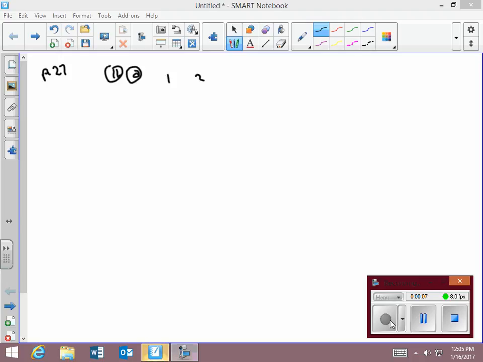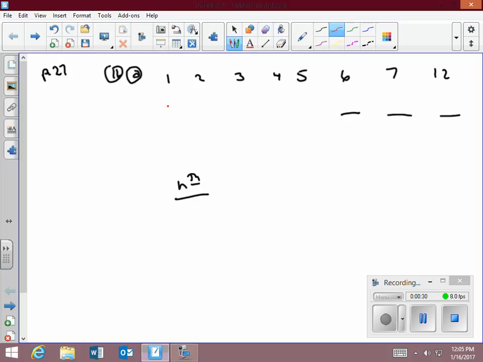So they're going to give us a sequence, and they want to know the 6th, the 7th, and the 12th terms, and then they're going to want to know the nth term. Sometimes it's easy to find the nth term. So you have 4, 7, 10, 13, and 16.